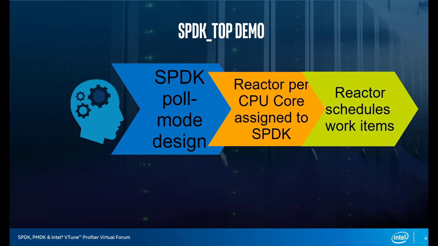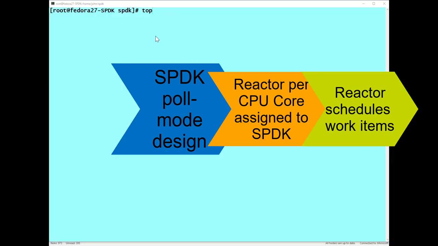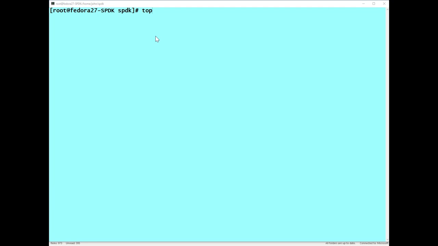So when you run the standard top command on your Linux system, you're going to see a reactor process, and that reactor process will be using all the CPU cores you've assigned to it. So let's go to my dev box and now demonstrate exactly what I mean.